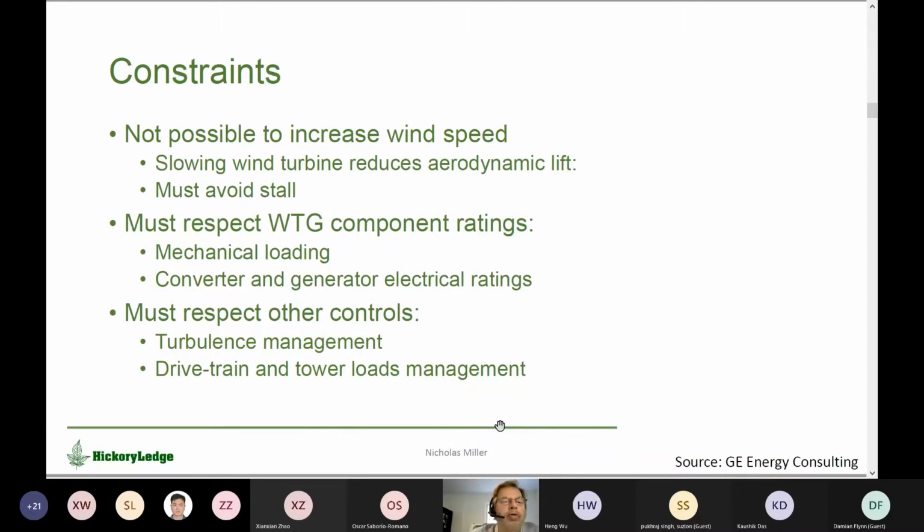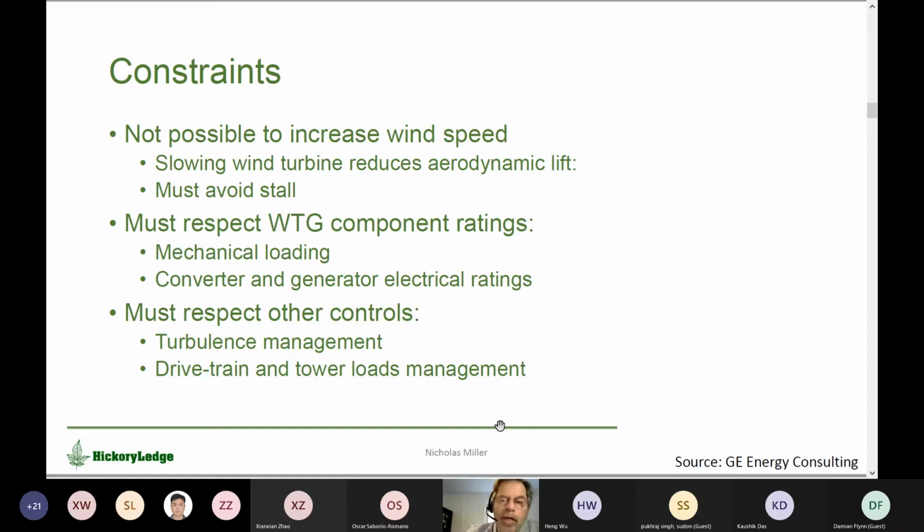Okay, so we got some control knobs. I'm going to go through those, but there are some constraints. And the first constraint is a big one, and that relates also to the conversation about governor response. Normally, a wind turbine is producing as much power as it possibly can. It is capturing the maximum available energy from the wind up to its rating. So if you need more power out of a wind turbine, you can't make the wind speed go up. That has some real important implications.